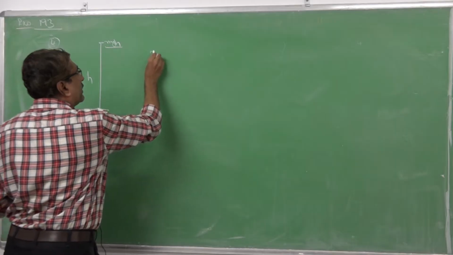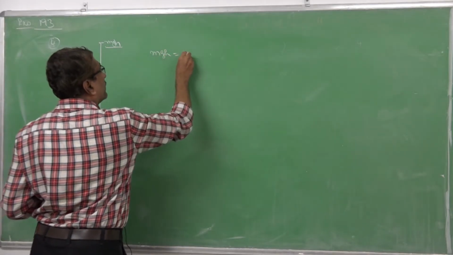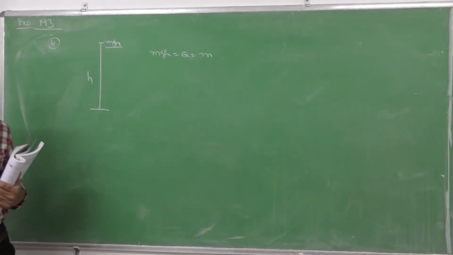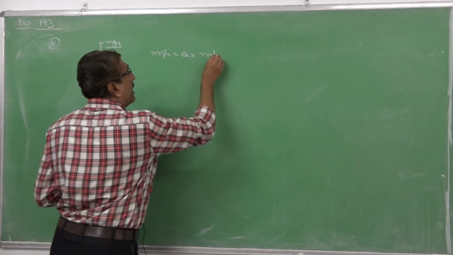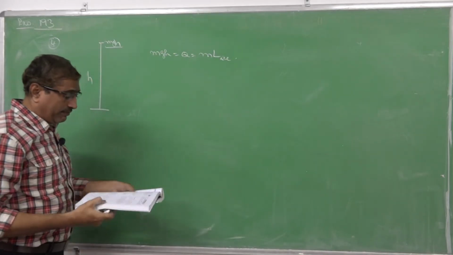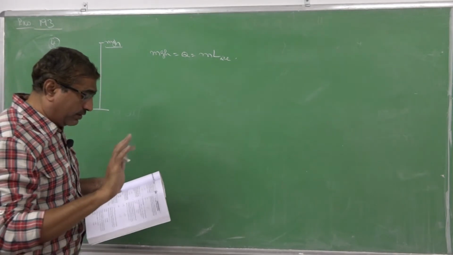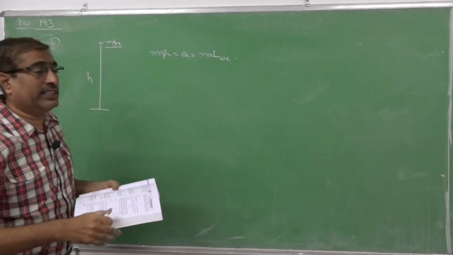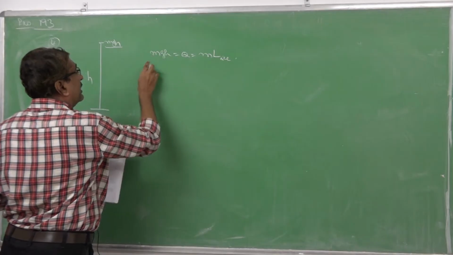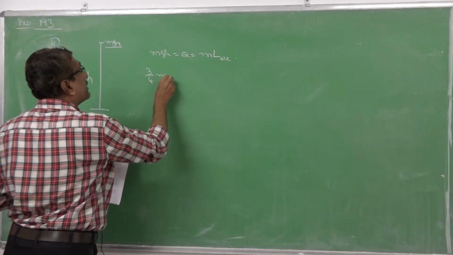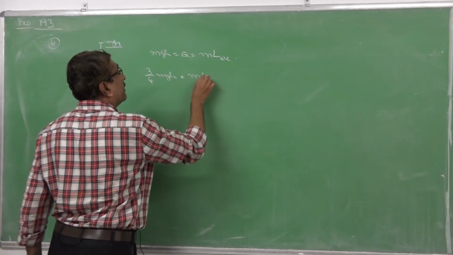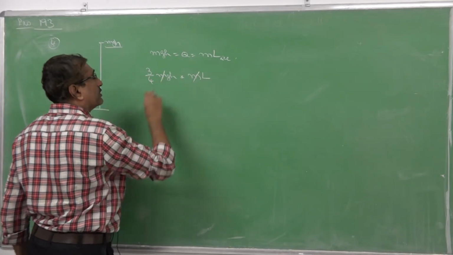So we can write mgh equal to Q, that is equal to mL, because here it is given that the total amount of ice is melted. So mL of ice. Only 3/4 of the energy is absorbed, that means out of the total potential energy, 3/4 of the potential energy is absorbed by this ice. So that is how 3/4 mgh equal to mL.